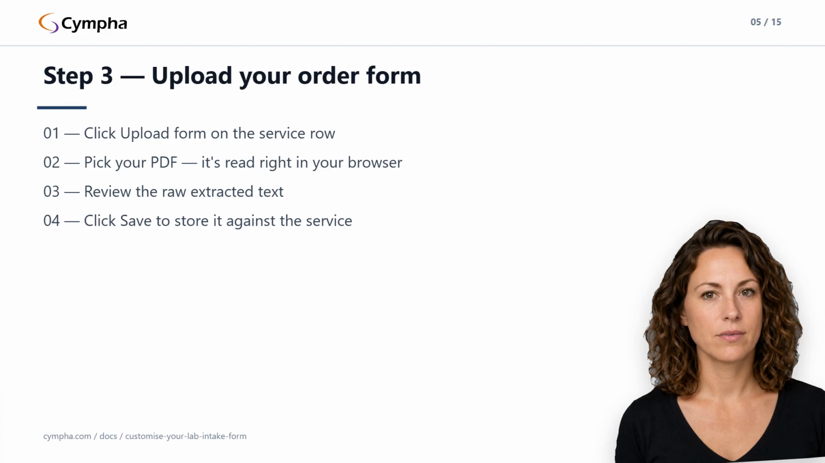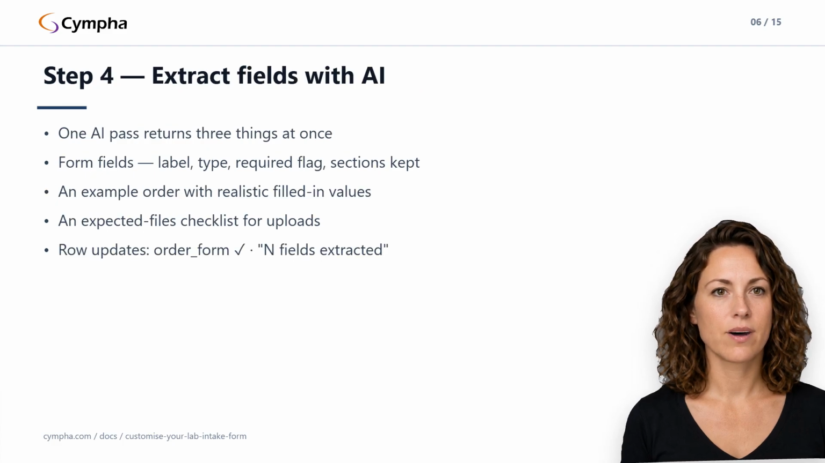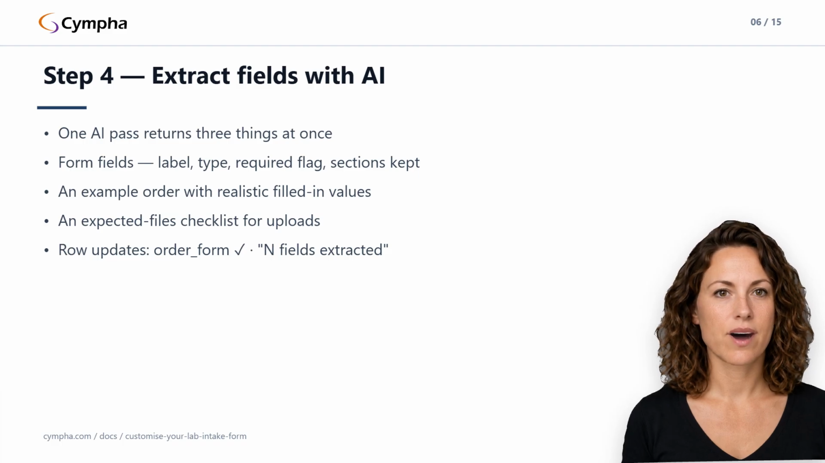First, the form fields, 1 entry per question on your form, each with a label, a field type, text, number, yes, no, a choice list, or a long text area, a required flag, any choices it inferred, and the section heading it sat under on the paper form. Sections are kept and rendered as group blocks.